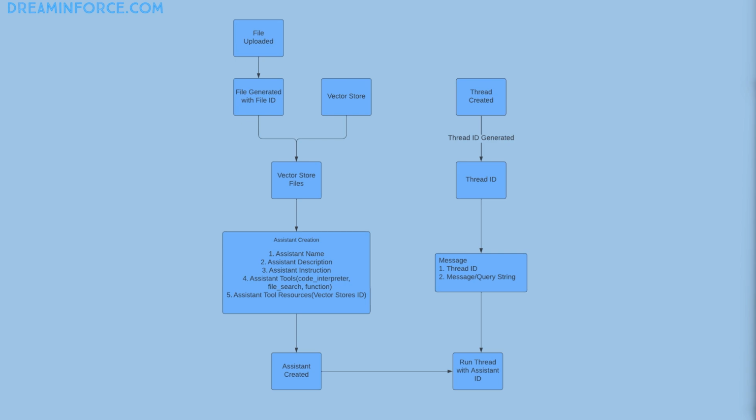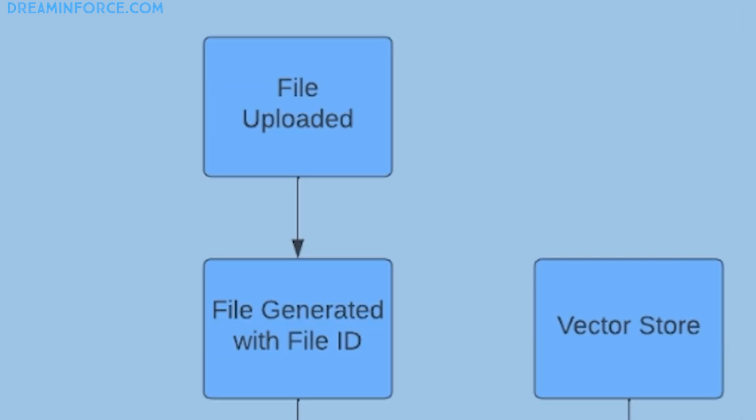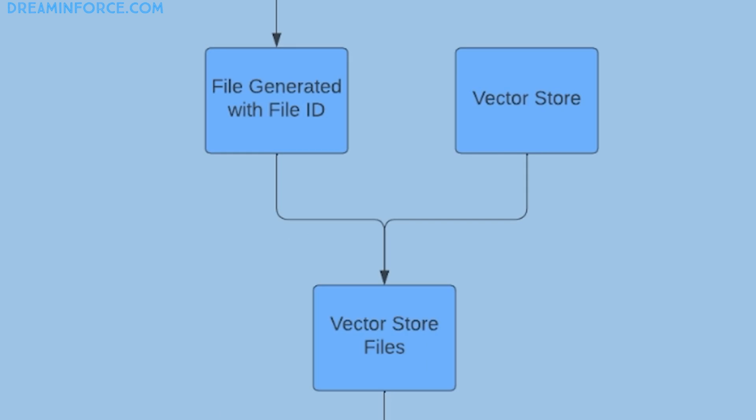So this is the chart for OpenAI Assistant V2. We start with uploading a file into OpenAI. Once the file is created, a file ID is generated. We then create a vector store and pass the value of the file to this vector store so that they link the file ID to the vector store.